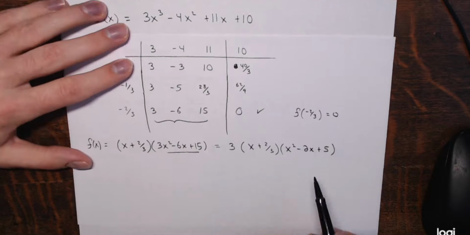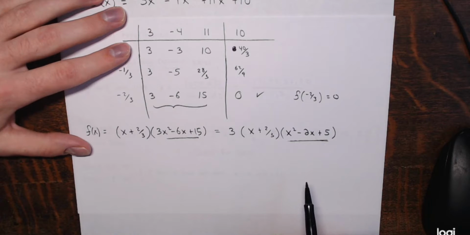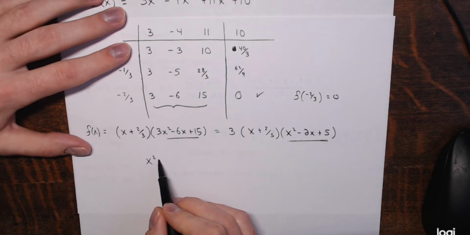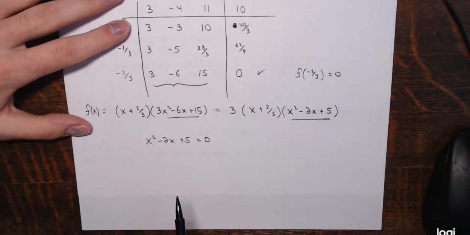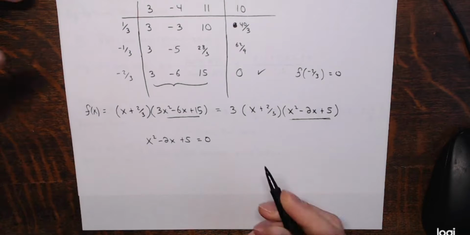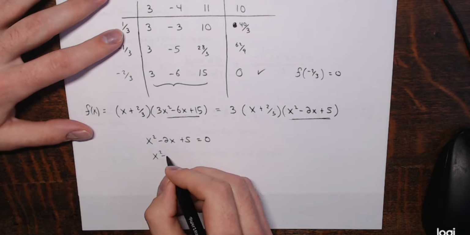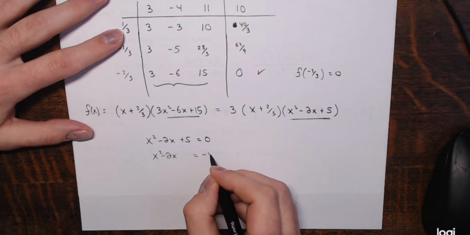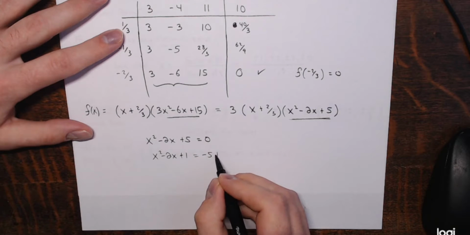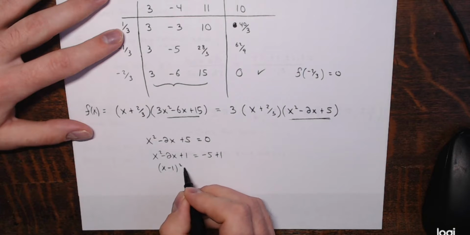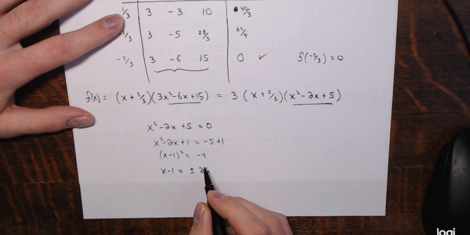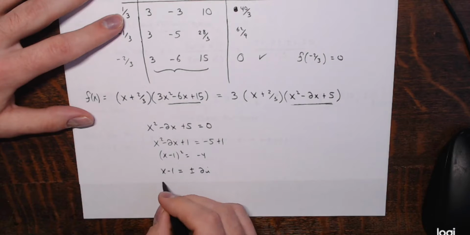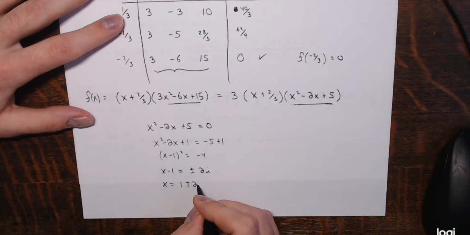Okay, and then we just need to look at this quadratic now. When is x squared minus 2x plus 5 equal to 0? Again, you can use the quadratic formula or complete the square, which I'll do again. So subtract 5, then add 1 to both sides. We got x minus 1 squared equals negative 4, and then square root property. The square root of negative 4 is 2i. So we have x minus 1 must be plus or minus 2i, and then adding 1 to both sides, 1 plus or minus 2i.